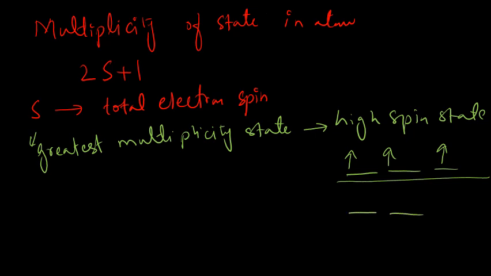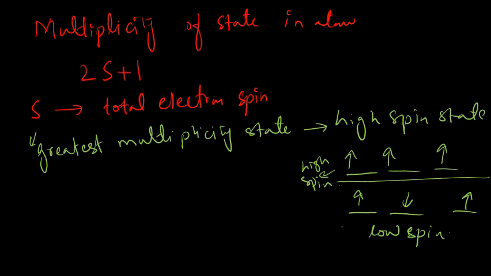If we have a shell with electrons arranged otherwise, then this will be the low spin state. So if all electrons in all orbitals are in the same spin state, this is called the high spin state. If the electrons have opposite spin states, this will be the low spin state. So the state with the highest multiplicity is the high spin state.